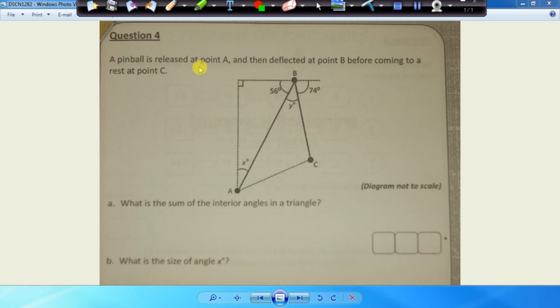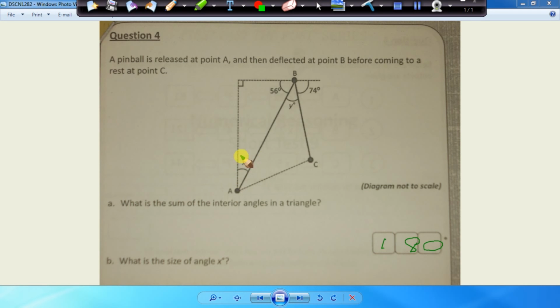A pinball is released at point A and then deflected at point B, coming to a rest at C. So the pinball goes from here to there and stops there. What is the sum of the interior angles in a triangle? Everybody should know this one. 180 degrees. The inside angles always add to 180. What is the size of angle X?